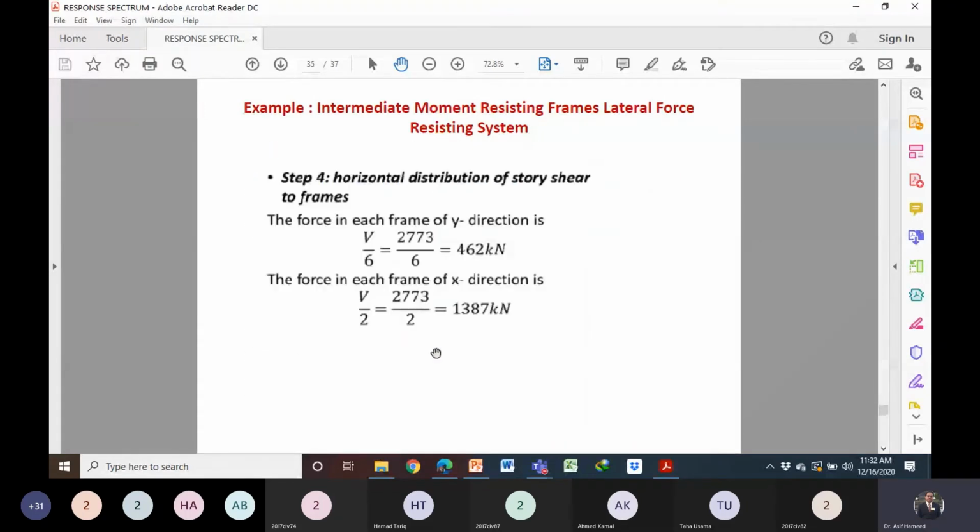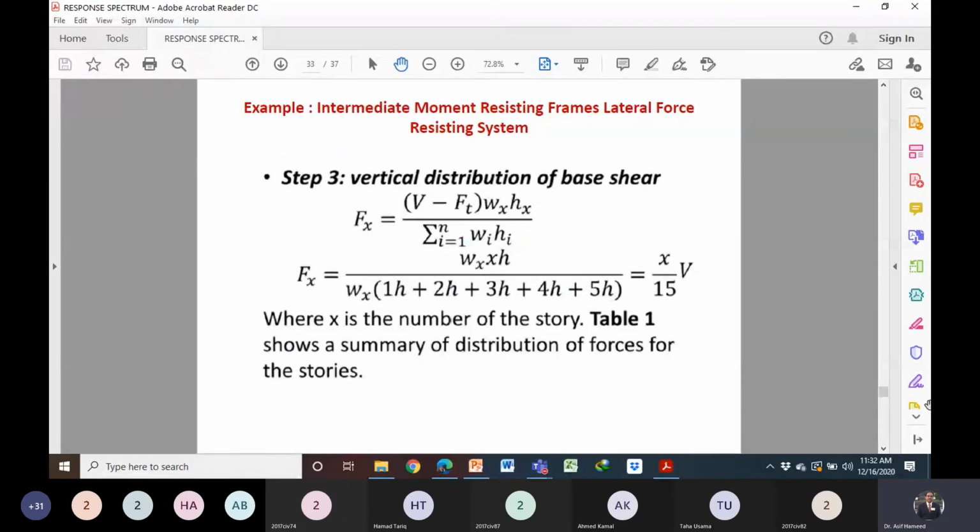So let's use this formula to distribute the force vertically. So this is the formula. In the denominator, we have the summation of the product of the weight and the height of the different floors from the base. Because weight is constant for this symmetrical building, it's the same value. So we have Wx into H, Wx into 2H, Wx into 3H, Wx into 4H, and Wx into 5H. Wx we can take outside. So we have 15 Wx here.